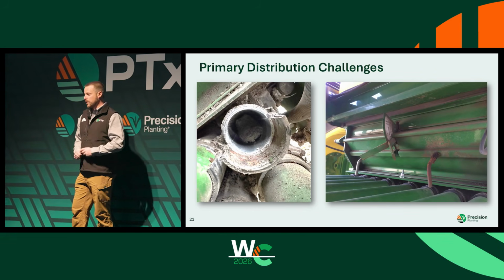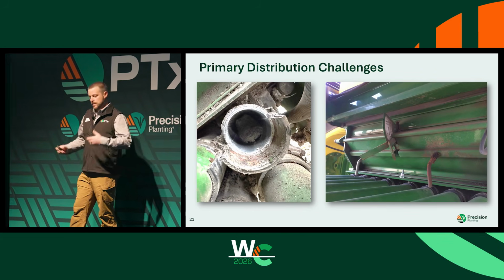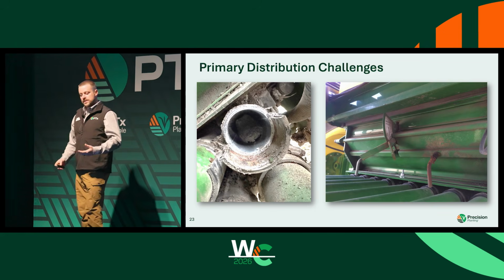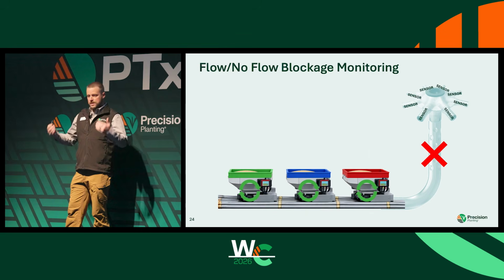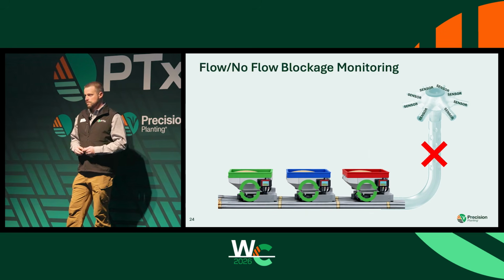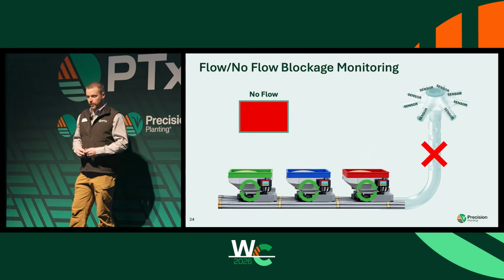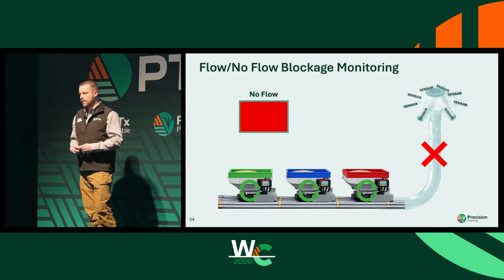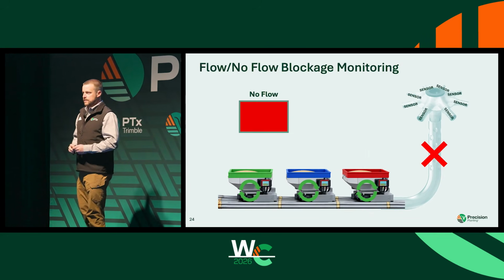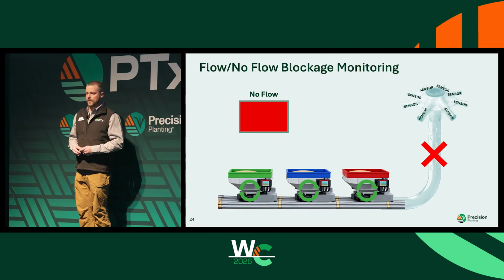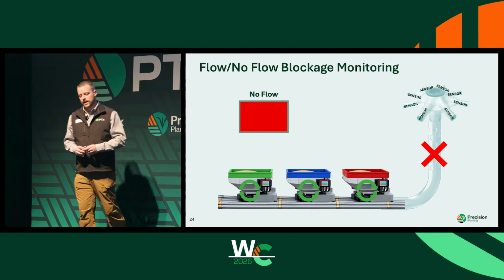Hey, I forgot to open all the gates. So I get to the field. Again, in the cab, my meter says it's turning, but none of my gates are open. So in this case, even if my meters are turning, I'm getting no flow to the primary. My no flow blockage system in this case is going to tell me no flow. Hey, you better go take care of it, right? Pretty easy to detect. Now we know that those are easy challenges, but what if we throw a little bit more at it? What if we get a little bit more complex challenge?